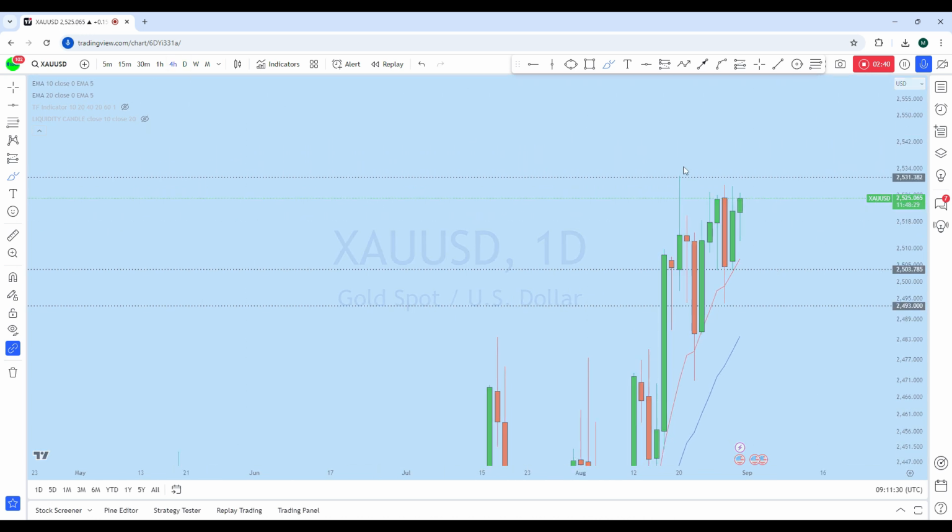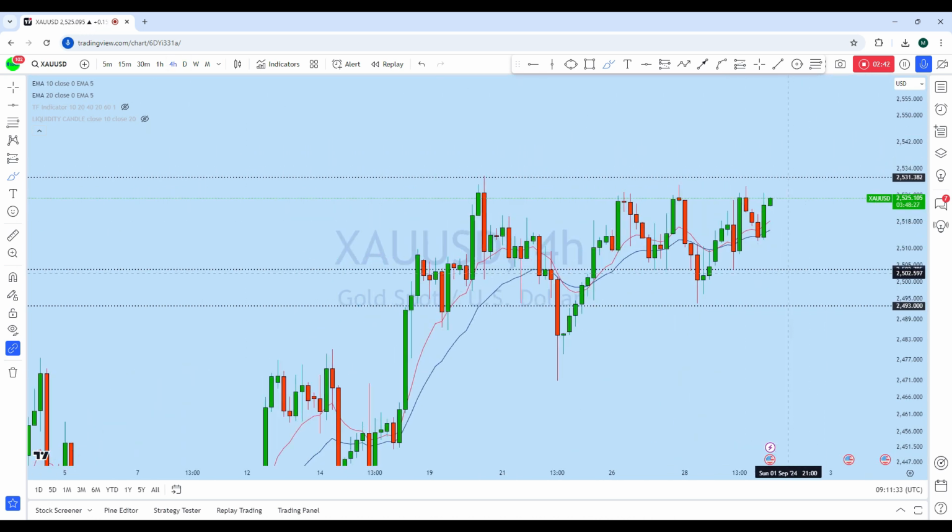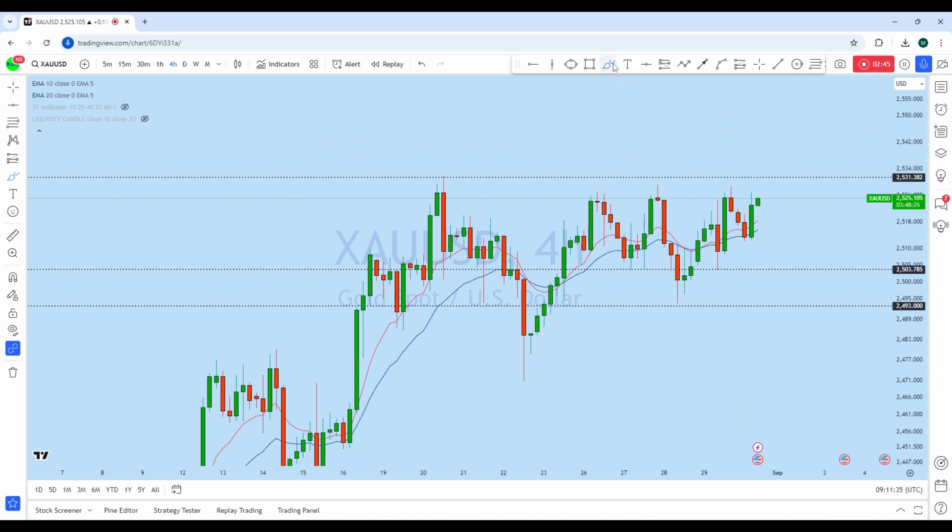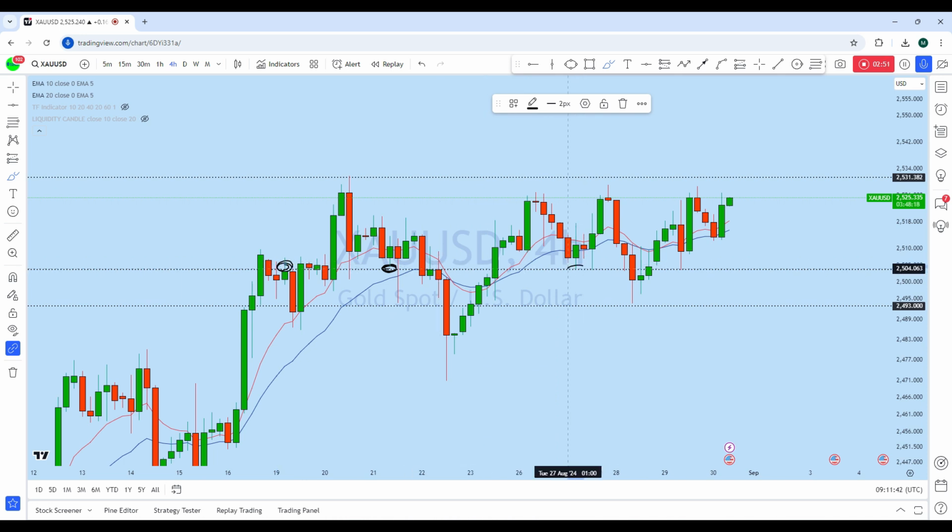If we look at the intraday time frame, we can see a little more clearer picture. This is the support level here. In the past it acted here as a support. This is a resistance here, and also support here, support here, support here.